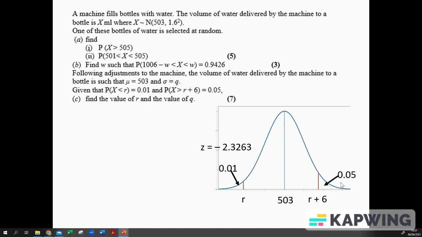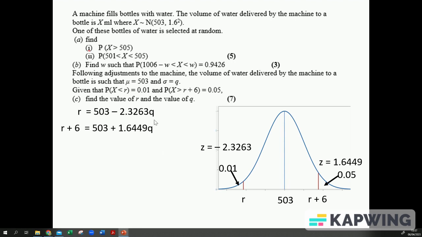And this area is 0.05, and it's to the right, so it's a positive Z value, 1.6449. That means the R is 503 minus 2.3263 standard deviations, 2.3263 sigmas, which I'm calling Q, and the R plus 6 is 503 plus 1.6449 standard deviations.